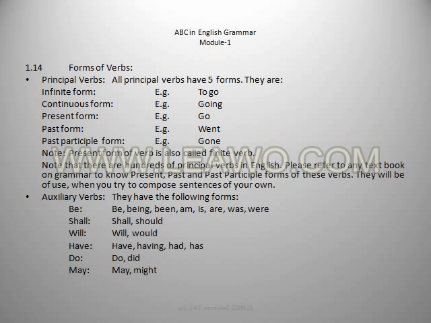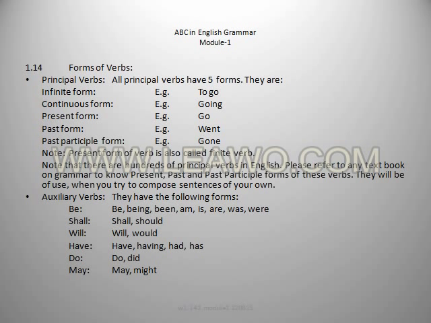Present form of verb is also called finite verb. Note that there are hundreds of principal verbs in English. Please refer to any textbook on grammar to know present, past, and past participle forms of these verbs. They will be of use, but do try to compose sentences of your own.